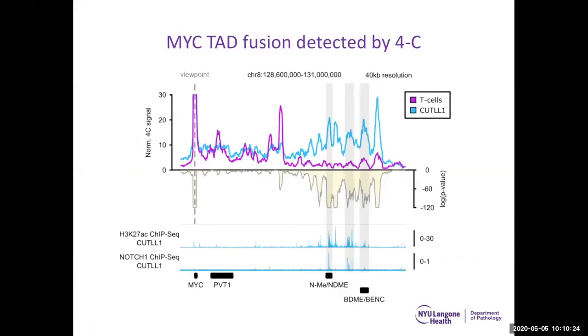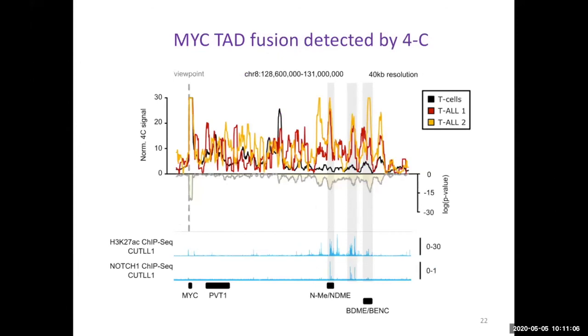So to further test this interaction, we've also done 4C. And you can see here, let's compare, CUTLL1 is a T-ALL line in blue, and you can see this significant interaction of the super enhancer with the promoter of MYC. And in T cells, you see some interaction with this PVT1 non-coding RNA that has been characterized before. The interaction stops abruptly where the CTCF site is, and after that, we don't see any more interaction with the downstream enhancer element.